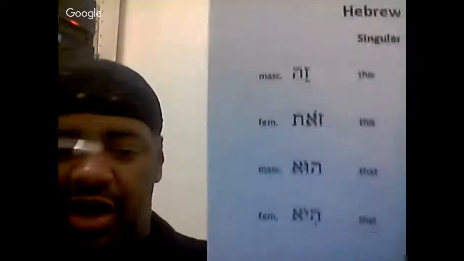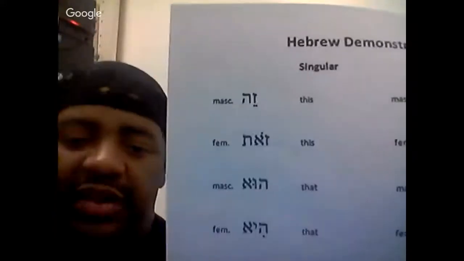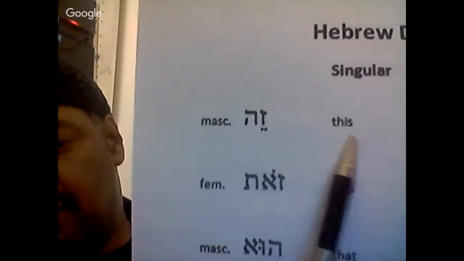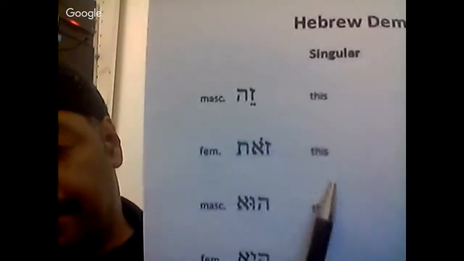Now the word "is" in Hebrew is understood. All right. So we want that to be noted. So here we see once again, Ze, meaning this. All right.